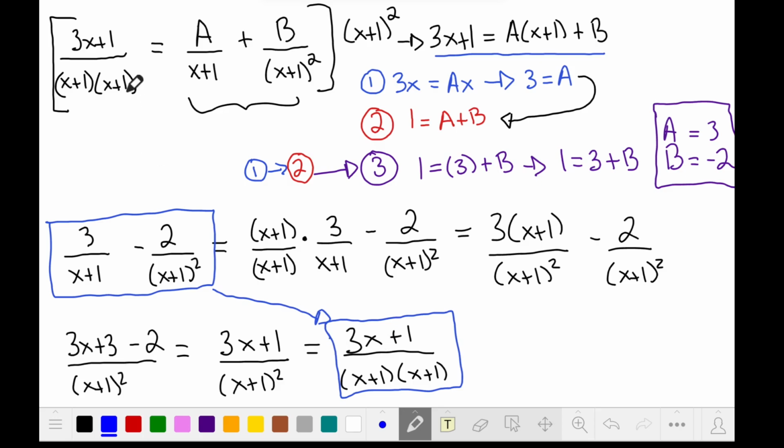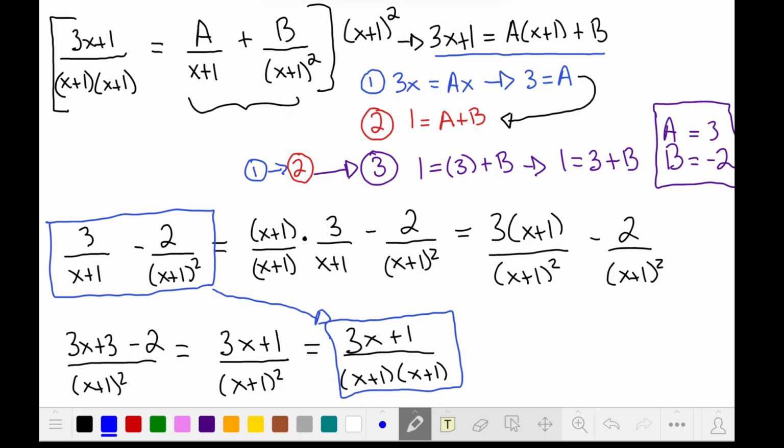So we can see that this expression in black at the very top is true when a is equal to 3 and when b is equal to minus 2. So whenever you're doing partial fraction decomposition, we can really quickly check our answer by recombining the two little fractions that we broke apart. And then when we recombine them into one big fraction, we should end up getting what we started with in the first place.